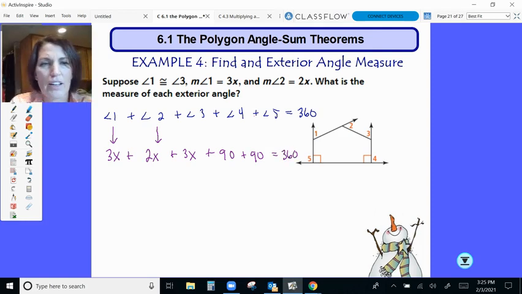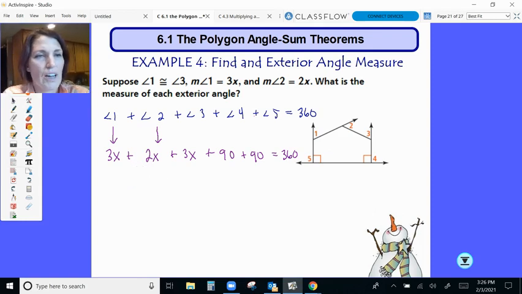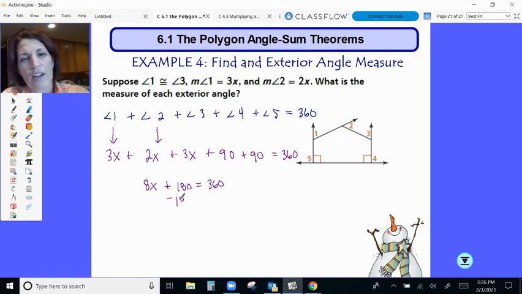Now I can simplify. So this becomes 8x plus 180 equals 360 degrees. I can subtract 180. 8x equals 180.